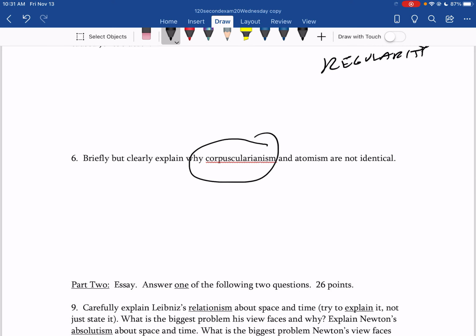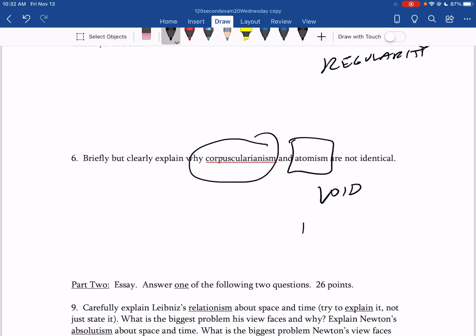Corpuscularianism is the genus. Atomism is a species of that genus. Most of the philosophers we read, philosophers including here physicists, of the 17th century are corpuscularians. That is, they explain observation in terms of matter in motion. Atomism is that flavor of corpuscularianism which adds to generic corpuscularianism the denial of a void or vacuum. Not very many of you brought that up.